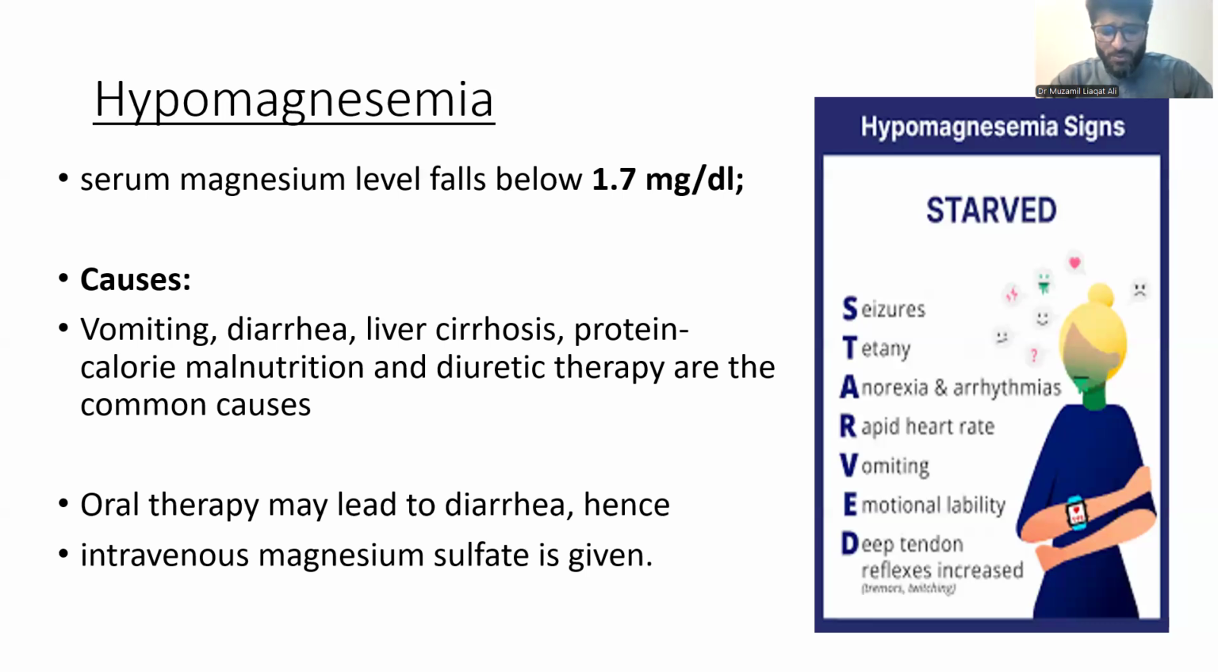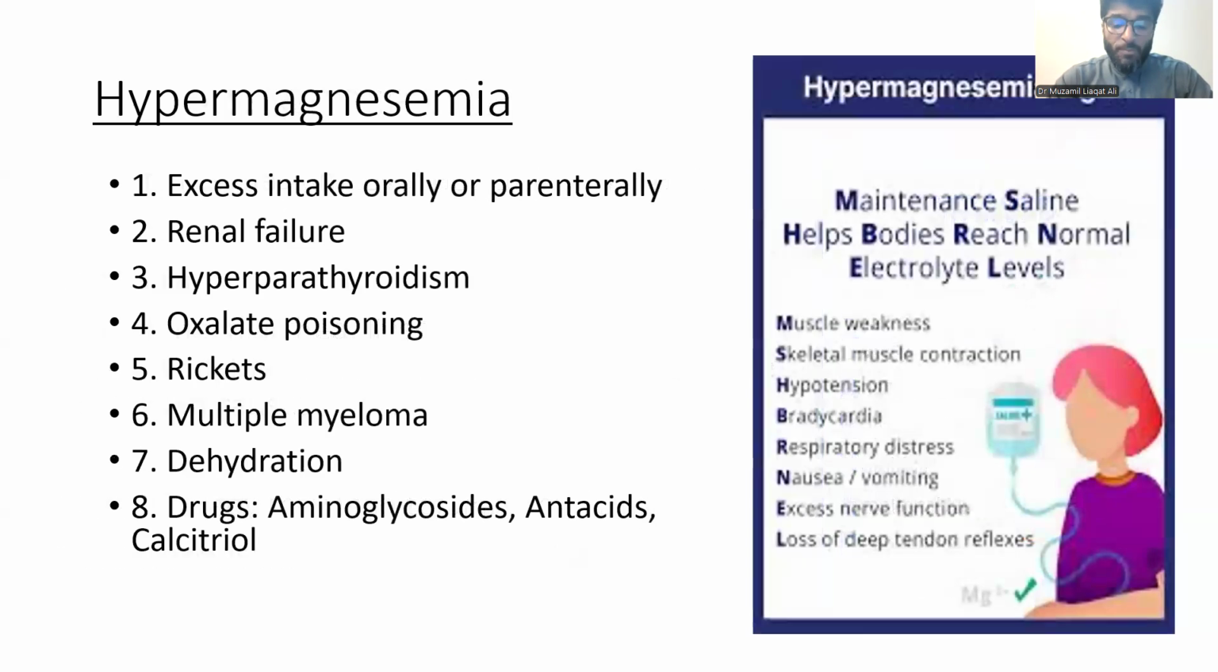What about the treatment options for hypomagnesemia? Oral magnesium therapy may lead to diarrhea, which can worsen magnesium loss. Therefore, intravenous magnesium sulfate is often given to correct severe hypomagnesemia. Let's come to hypermagnesemia, the increased levels. A level more than 2.2 milligrams per deciliter is labeled as hypermagnesemia.